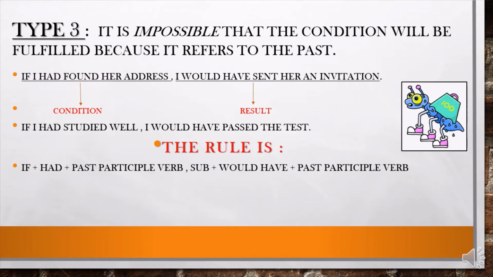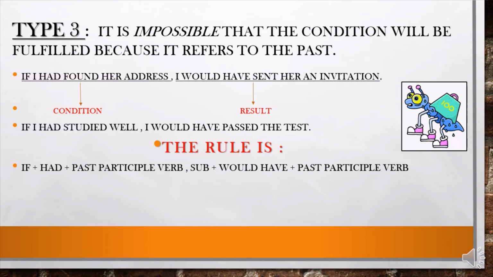So let me read the example for you. If I had found her address, I would have sent her an invitation. If I had studied well, I would have passed the test. In the second example here, if I had studied well, I would have passed the test. So the meaning of this sentence is that I didn't pass the test. My mark was 0. That's why I said this sentence.